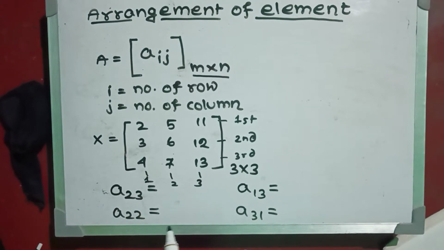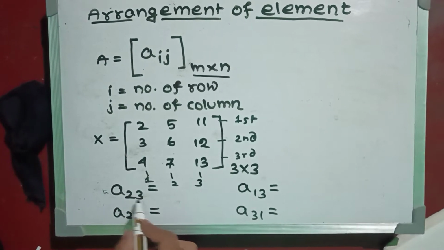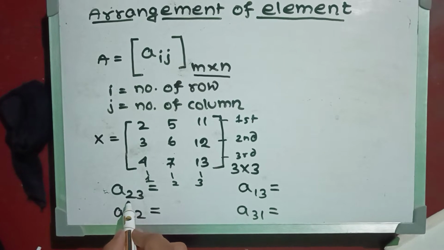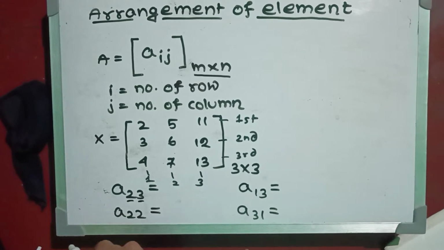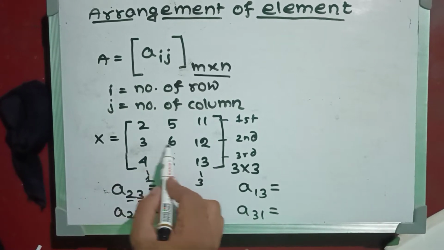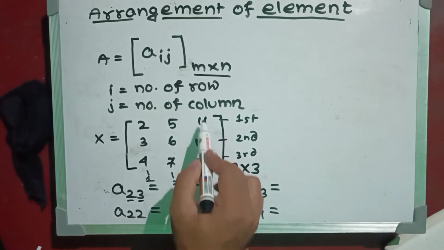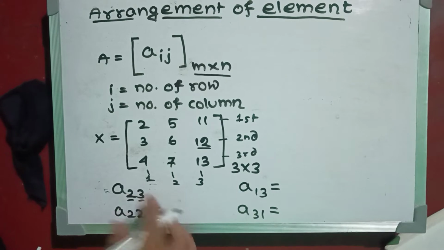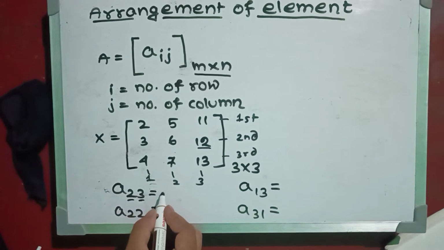So if they ask you to find a_23, they are asking you to find the element in the second row, third column. So we go to the second row, this is the second row, and the third column, this is the third column. So a_23 will be 12.